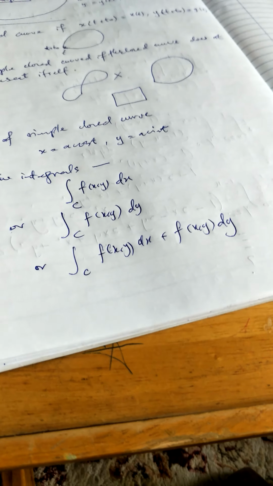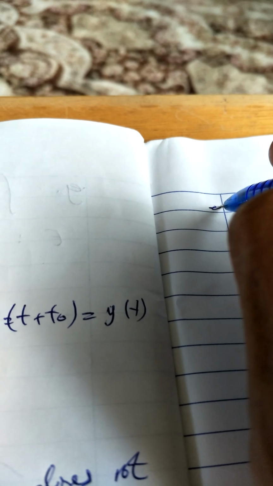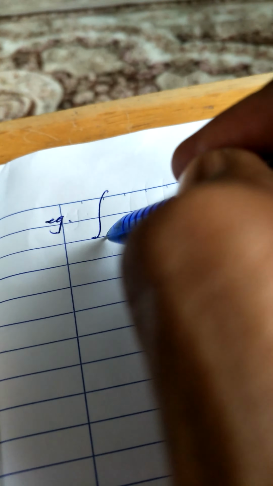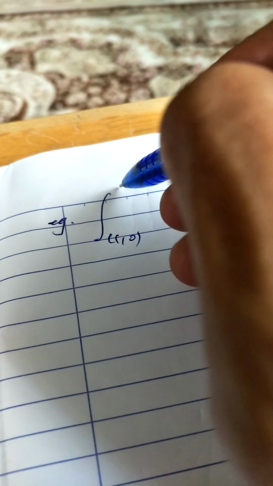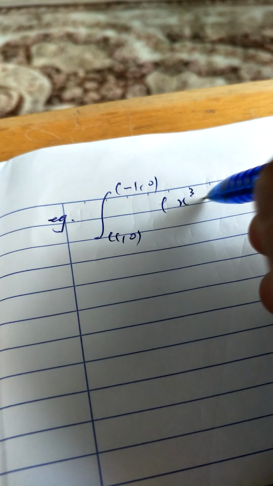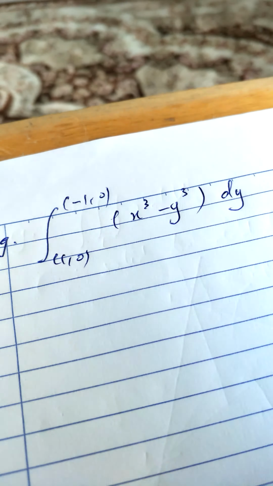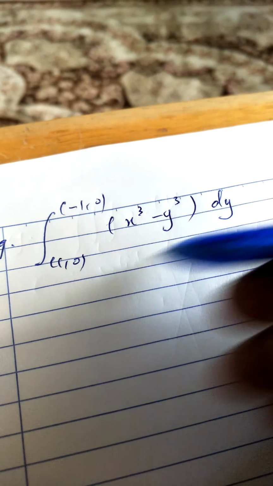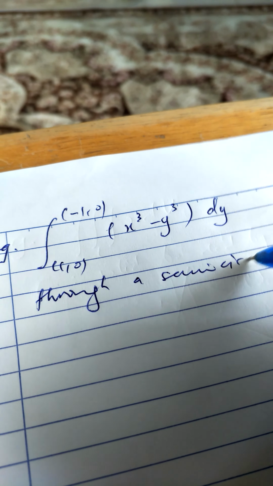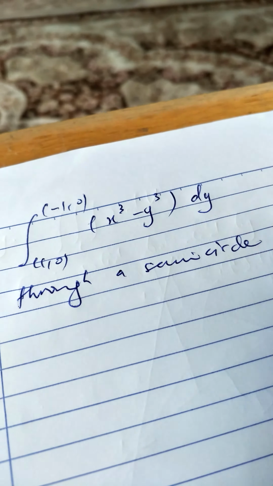Now I give you an example. Let's say we want to evaluate, from point (1,0) to (negative 1,0), the integral of x cubed minus y cubed dy through a semicircle y equal to square root of 1 minus x squared.